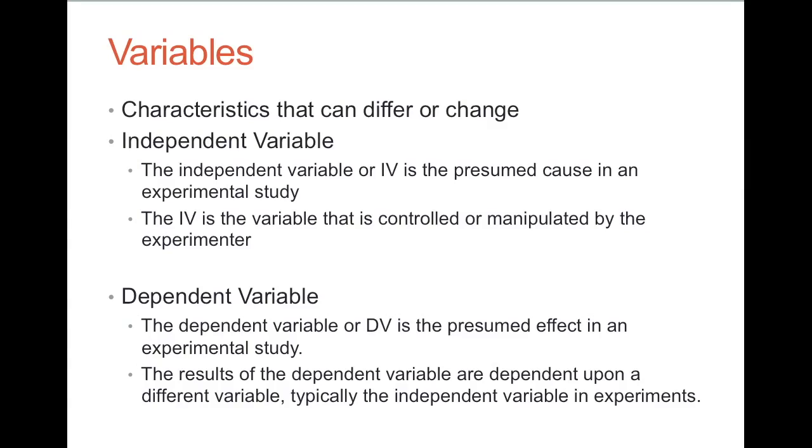The dependent variable is the presumed effect in the experimental study, so the results of the dependent variable are dependent on the independent variable. So our independent variable is going to be the type of bear in the previous scenario, and then our dependent is the method of honey collection.